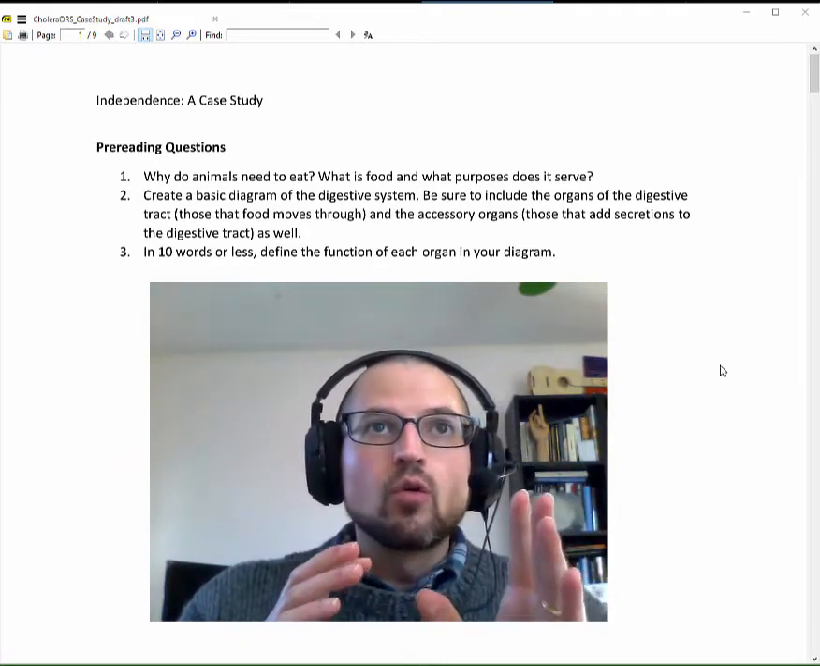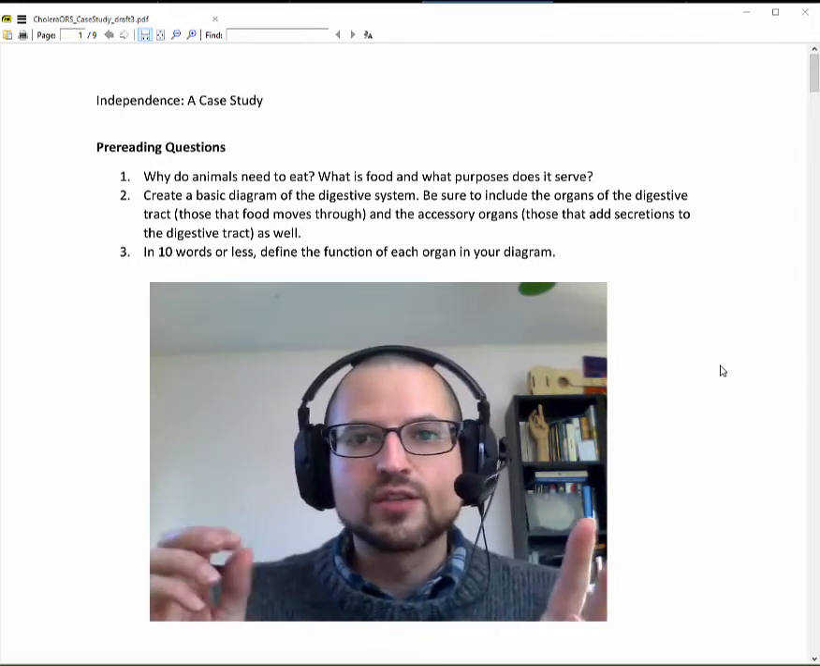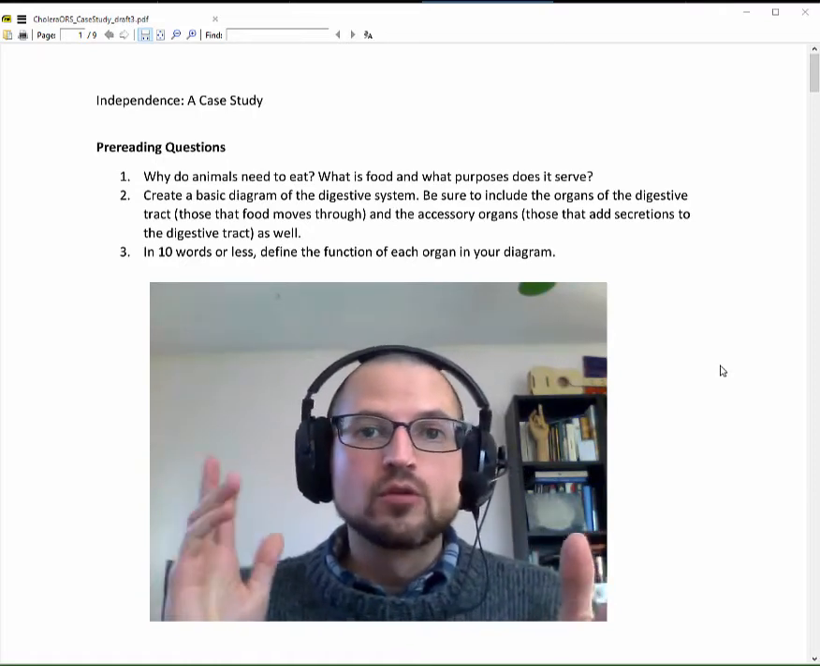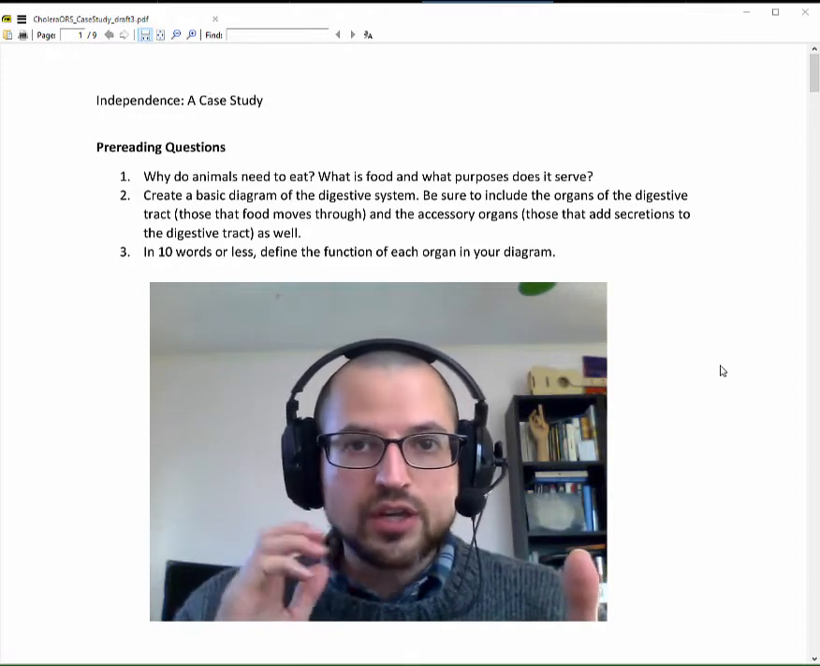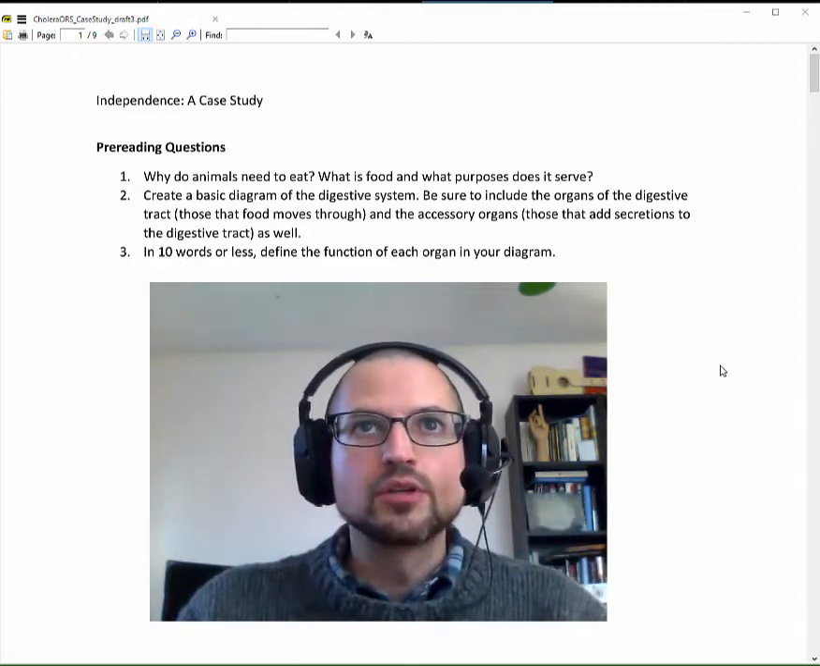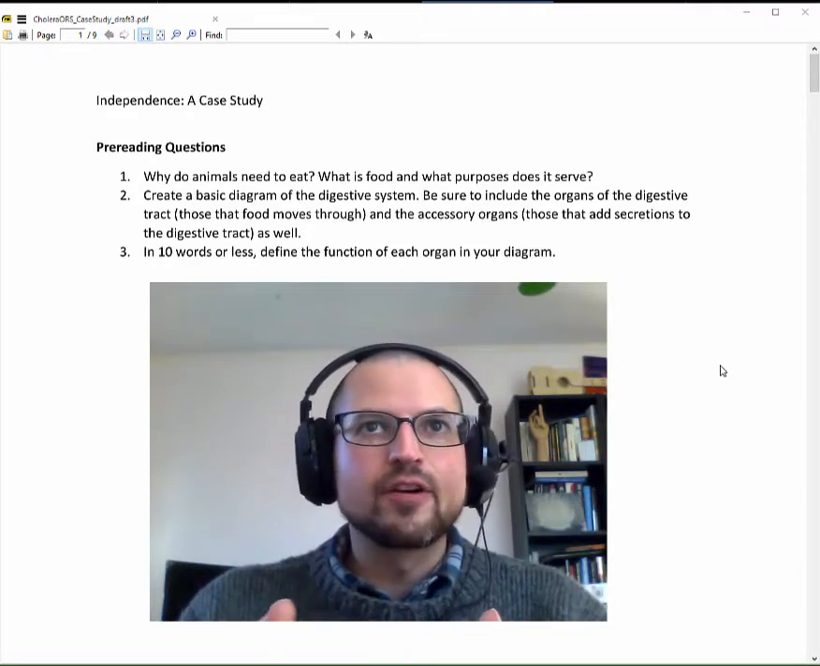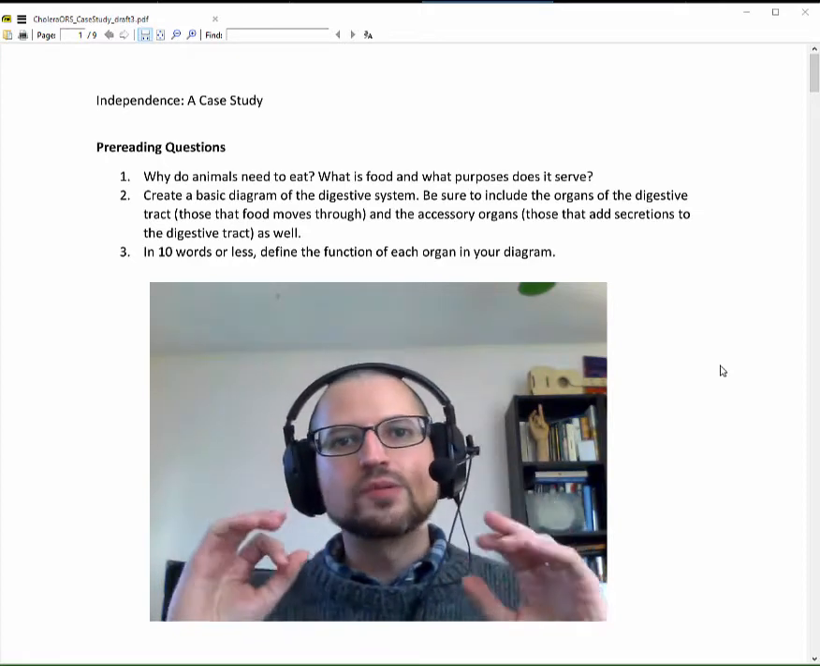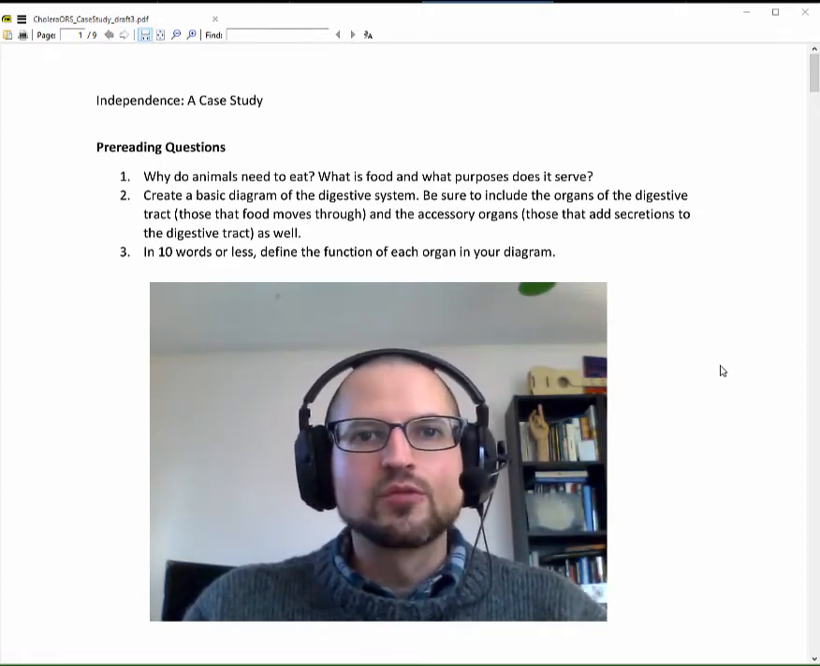You want to include the organs of the digestive tract. Those are the ones the food moves through, and also what we call the accessory organs. These are the ones that dump stuff into the digestive tract. I'll give you an example, which would be the salivary glands in the mouth, which add saliva to the food while it's being chewed. And then I want you to challenge yourself to define the function of each organ that you diagram in 10 words or less. All right, so please pause the video, take the time to attempt these questions, and we'll see you in a minute.